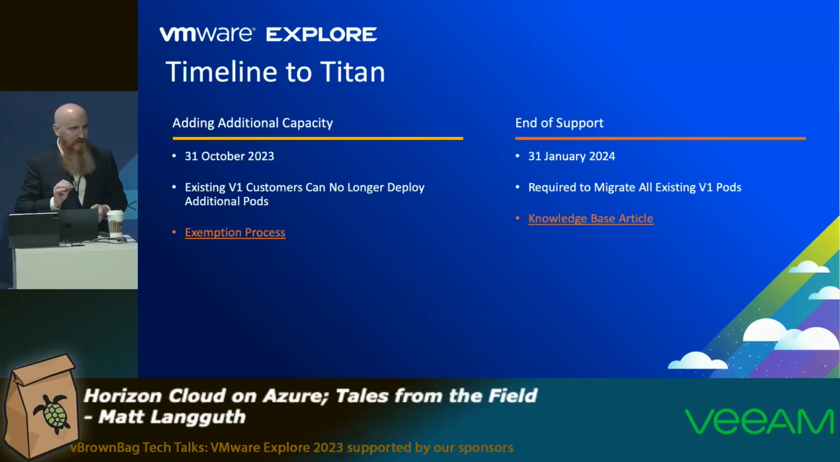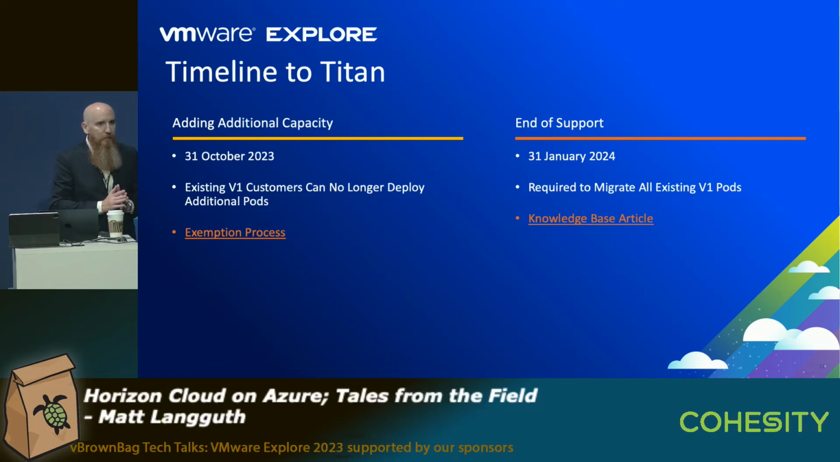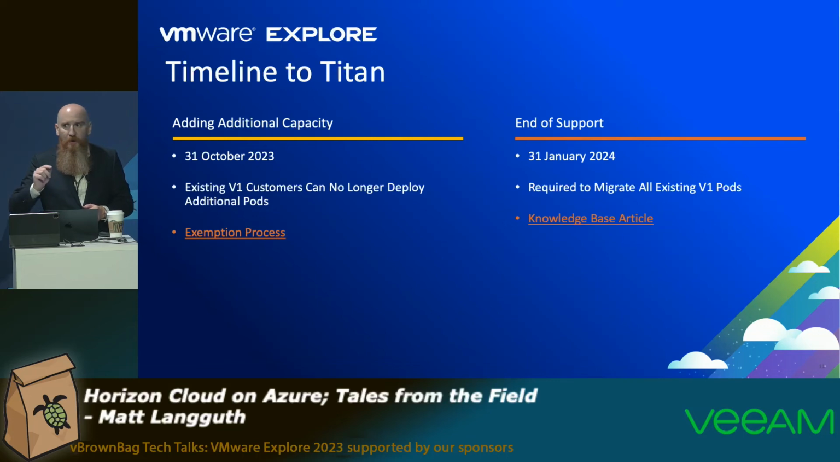There is an exemption process to this, but by default, you will not be able to deploy additional pod capacity for V1. The second is 31 January of next year, where we want to be able to have all of our existing V1 customers over to V2. Again, there's an exemption process here, but by default, we're drawing a line in the sand to get customers over to that next generation platform. There is the exemption process called out here, and also our public knowledge base article that details these transitions.